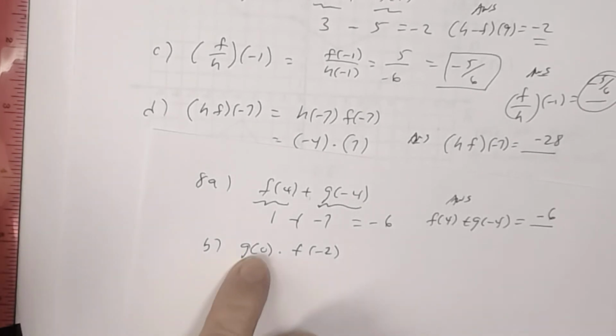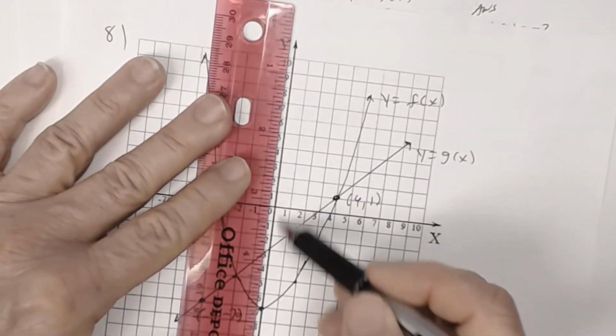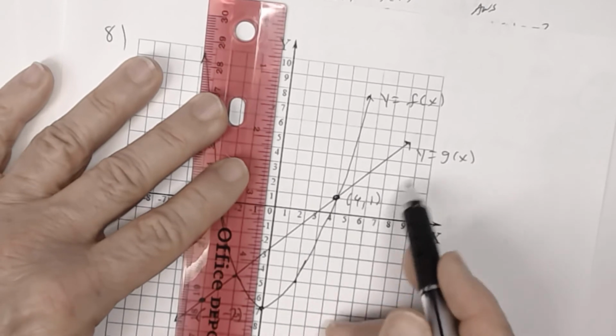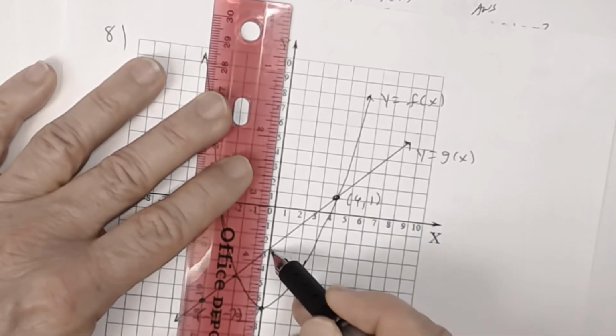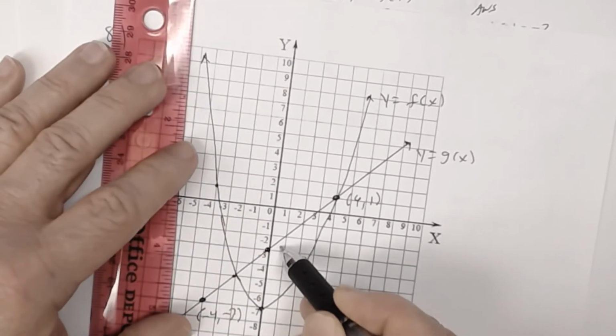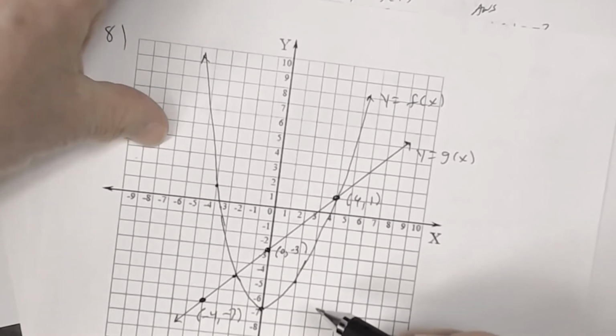So x is 0. What's the y value for g? So x equals 0 is that y-axis right here. So this was g of 0. So here's my function g. That's the linear one, so that's this right here. So when x is 0, my y value is negative 3. All right, so negative 3.